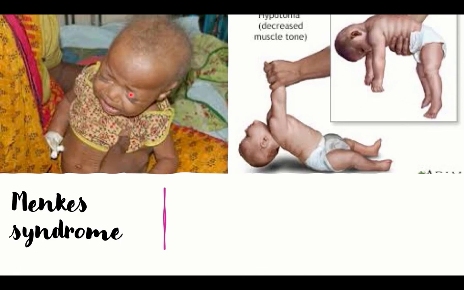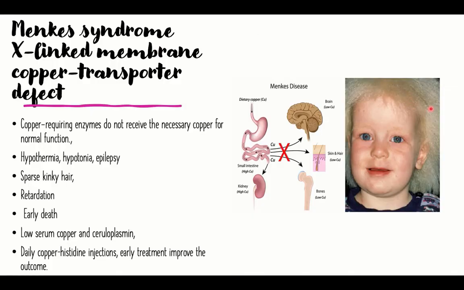This is another infant showing the kinky and light colored hair related to copper deficiency, plus neurological manifestations in the form of hypotonia and epilepsy, plus retardation. The brain cannot get a sufficient amount of copper, so we have a delay in acquisition of milestones and psychomotor retardation. Early this will occur, maybe in infancy, if the diagnosis is missed.